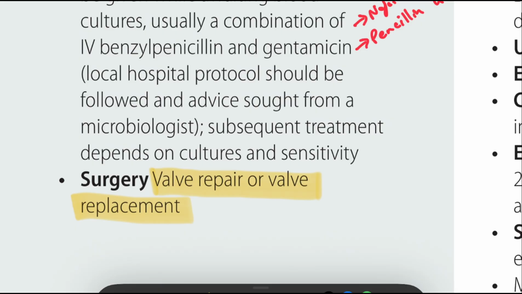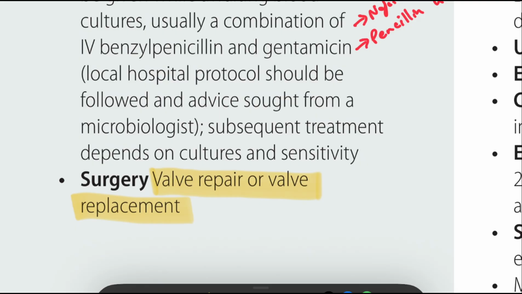In prevention, we can start antibiotic prophylaxis. It is recommended only for high-risk patients undergoing certain dental procedures. High-risk groups include prosthetic heart valves, previous infective endocarditis, or certain congenital heart diseases. For follow-up, we have to monitor fever resolution, repeat blood culture, renal function, drug toxicity, echocardiography, and valve function.